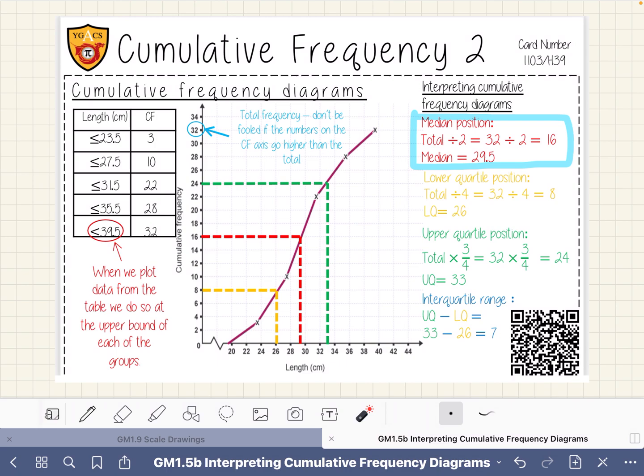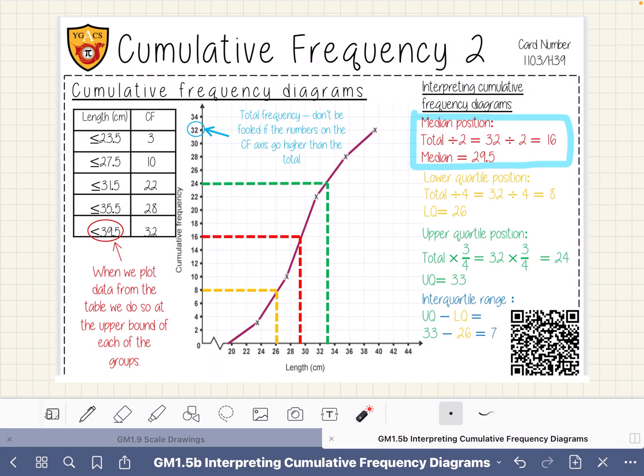Now, a key thing to point out here is that the total frequency isn't always the top value on the y-axis. In this case, this y-axis goes up to 34, but the top of our cumulative frequency diagram is 32, which is also the total number at the bottom of our cumulative frequency there. So don't be fooled with the top of the axis. Make sure you go to the top of the curve to spot it.